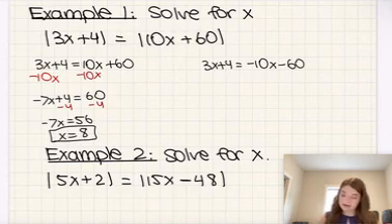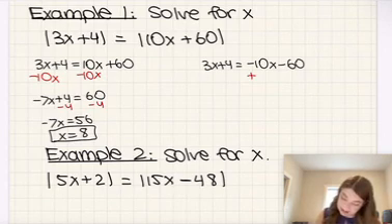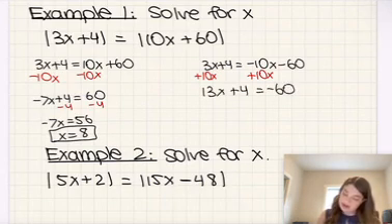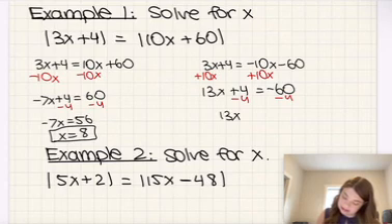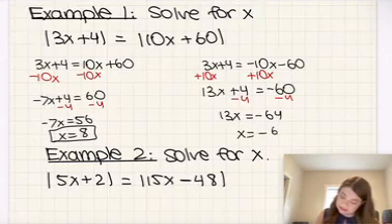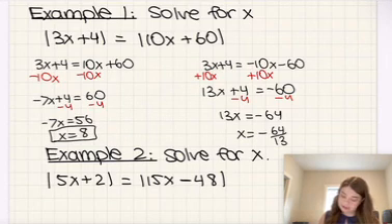So same technique here. I'm going to start by adding 10x to both sides so that we only have x's on our left and not the right anymore. So then we have 13x plus 4 equals negative 60. Then I'm going to subtract 4 from both sides to get that 13x is equal to negative 64. And then I'm going to divide both sides by 13 to get x is equal to negative 64 over 13. And there we go.